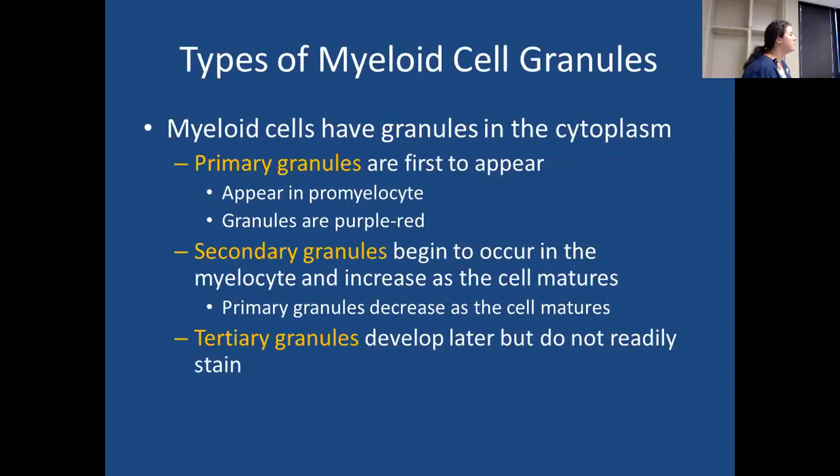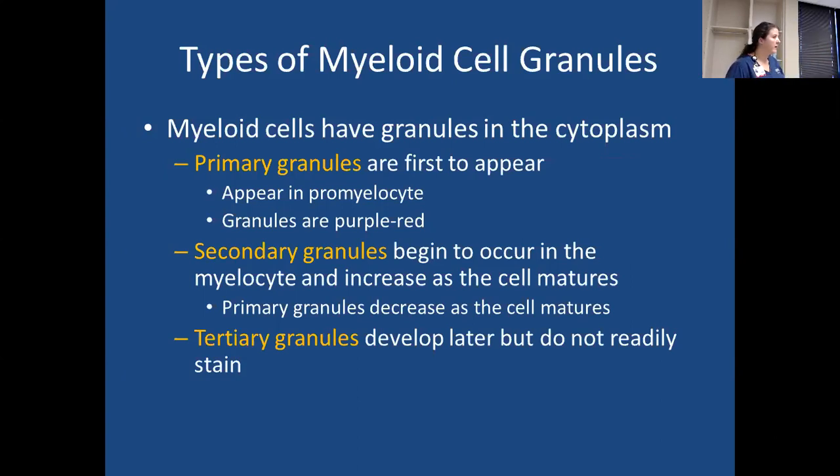We're also going to look at the presence of granules. So we talked about our granulocytes: our basophils, our eosinophils, and our neutrophils, those from the myeloid cell line. Primary granules will be the first granules that are able to be seen, and we will see primary granules in our promyelocyte. They appear as purple reddish granules. And we're going to talk about the contents of those granules later on and their purpose.